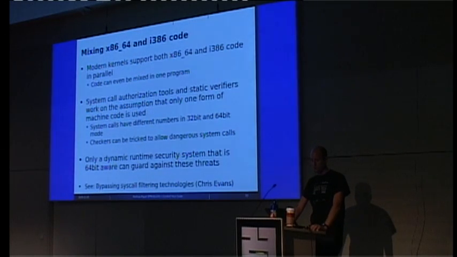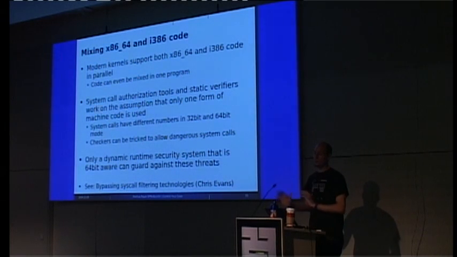All the system call authorization tools that are around and all the static verifiers work on the assumption that only one form of machine code is used. Even ptrace had that bug that it was not able to detect a switch from x86-64 to i386. Now the big problem: this wouldn't be a problem if we had the same system calls in 32 and 64-bit mode, but the system calls are actually really different. All the system calls have different numbers and sometimes even different parameters if you switch between 32 and 64-bit mode.